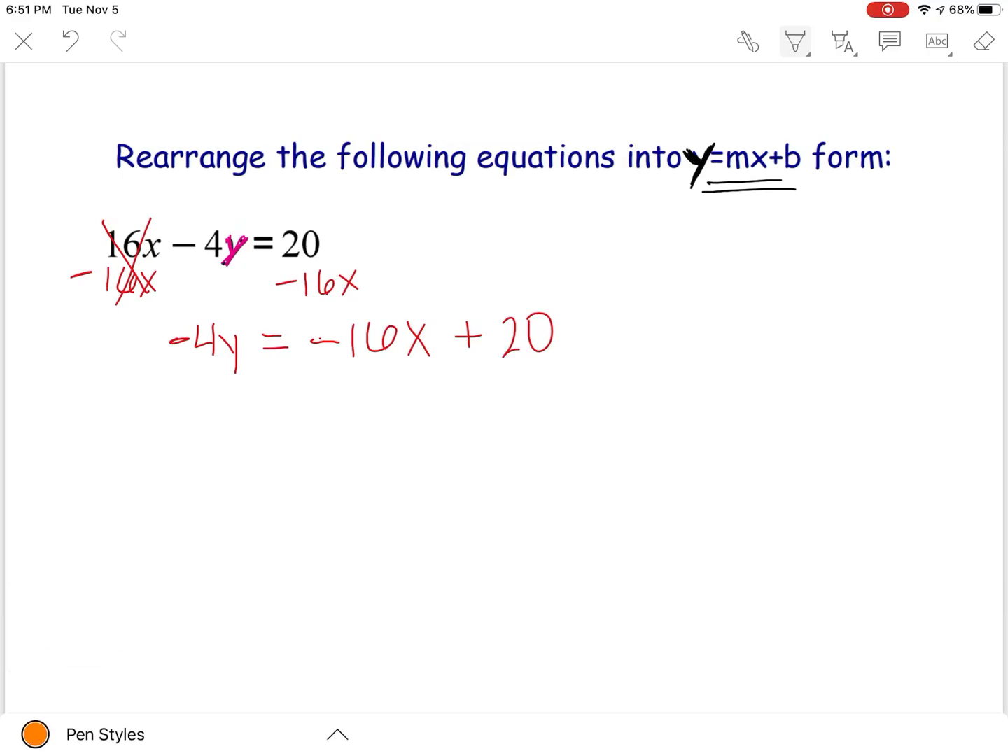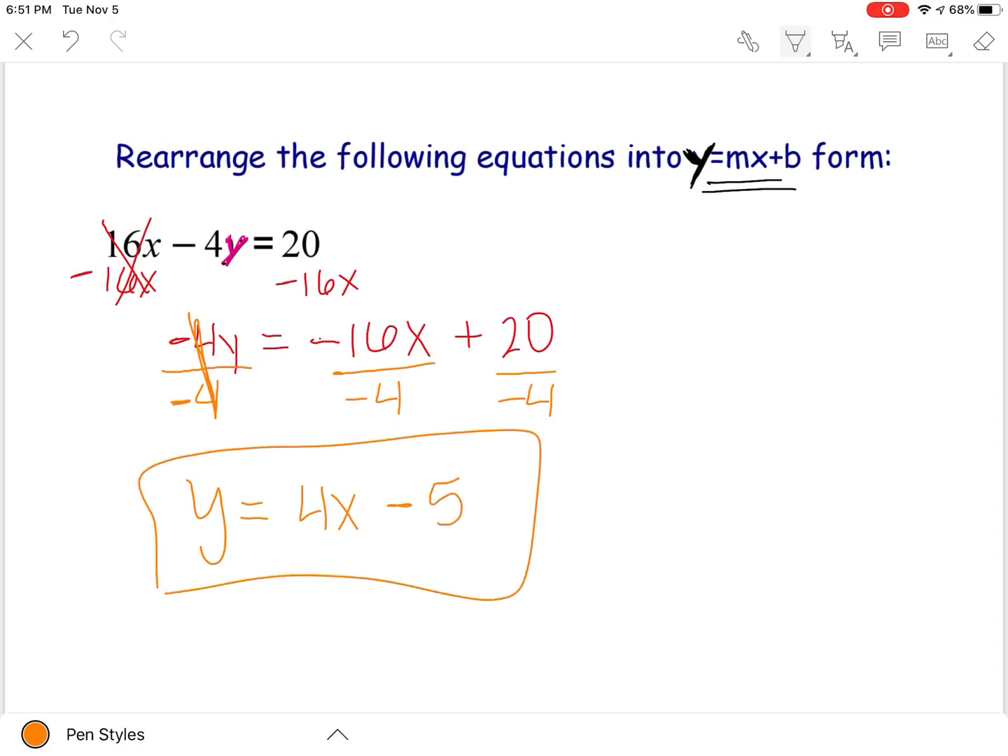Now I've got negative 4 times y, so I need to rearrange that, and I can do that by dividing everything by negative 4. This is gone, so we end up with y is equal to negative 16 divided by negative 4, which is 4x. Positive 20 divided by negative 4 is negative 5. Slope-intercept form is y equals 4x minus 5.